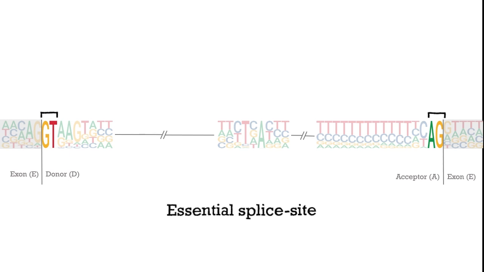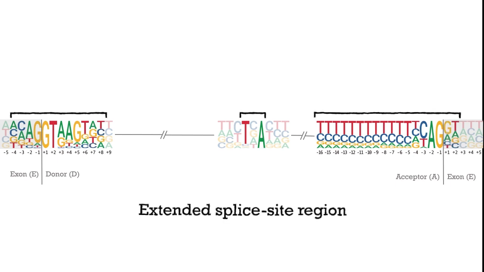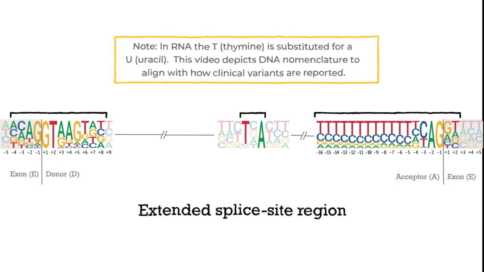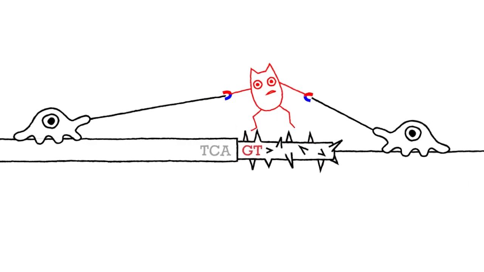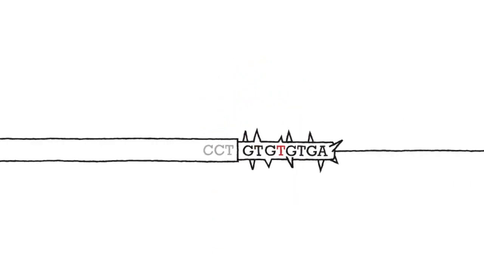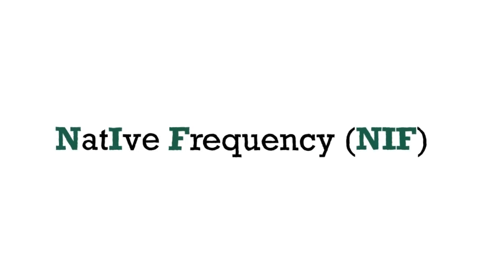splicing. However, the spliceosome binds a wider region with greater sequence diversity, so it's hard to know if a splice region variant will alter splicing or not. A barrier for clinical workforces has been a lack of an empirical feature that discerns a strong splice site from a weak one or an unusable one. We have addressed this problem with NIF, or native frequency.